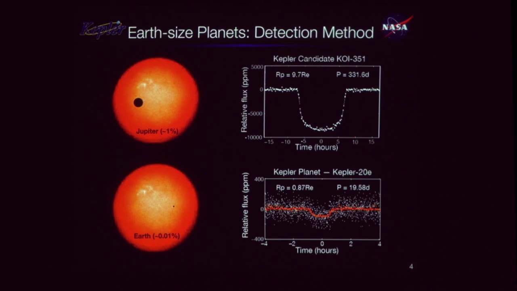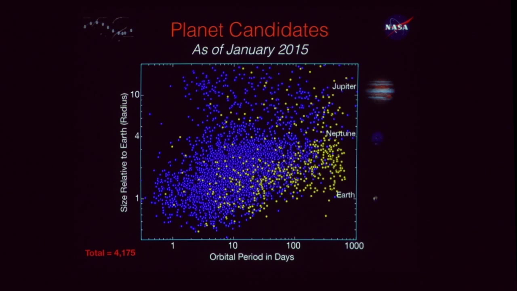So Kepler's main focus is to see how many Earth-sized planets there were out there. So here are the results of its 4 years of data as of January 2015. They are still crunching the numbers on all of that data. In fact, the data processing continues to get better and better so they can squeeze out more and more planets. And what you see in this plot are the relative sizes of the planet candidates, of which there are now 4,175, in relationship to the Earth's radius.